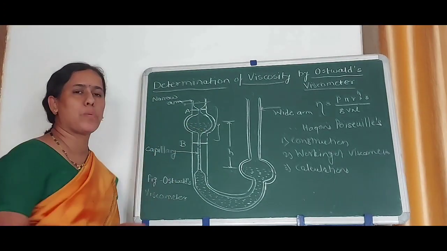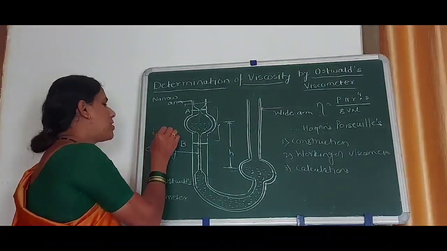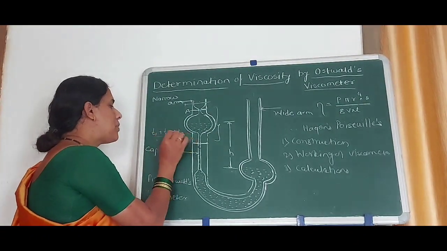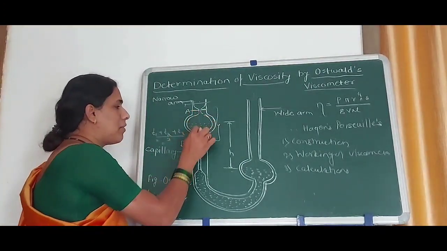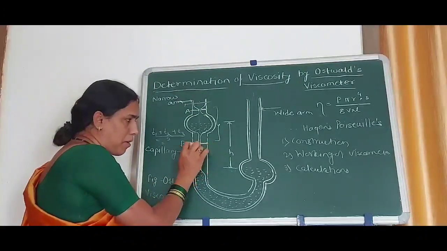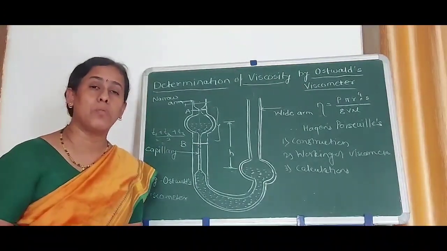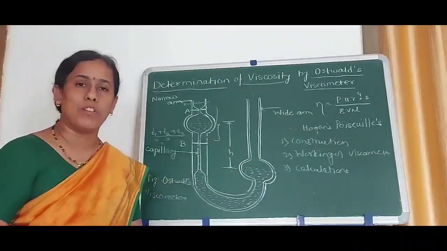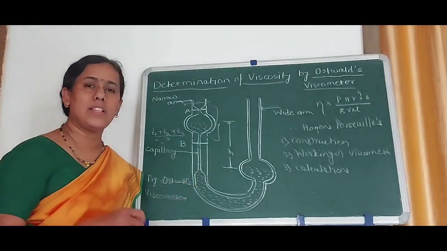You have to repeat this procedure three times, taking the times T1, T2 and T3, and then take the average, that is T1 plus T2 plus T3 divided by 3. You get the average time required for the passing of the liquid through the bulb of the narrow arm to the point B. Then repeat this procedure for the other liquids, which have a different coefficient of viscosity. Thus we can repeat the procedure for the second liquid.